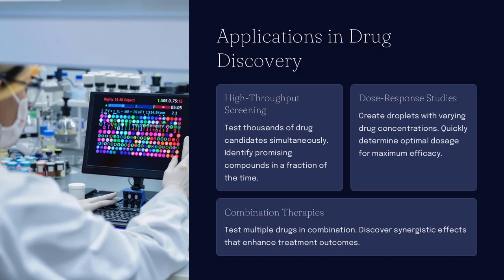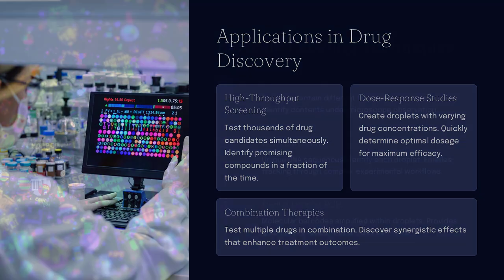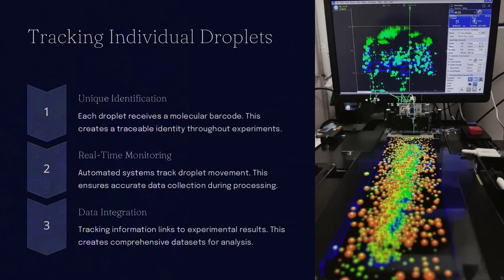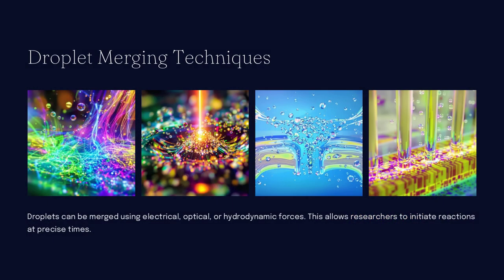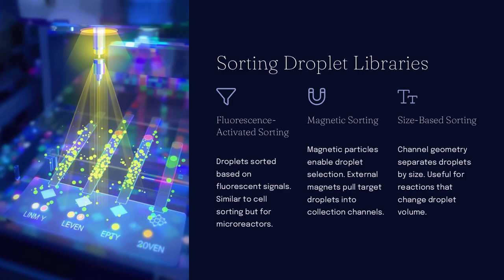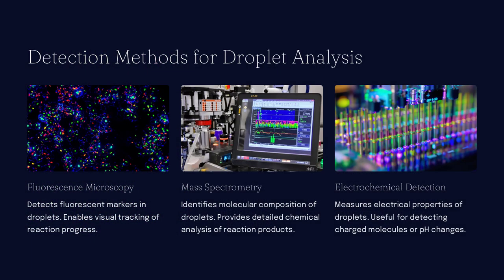How are these libraries created? Typically, microfluidic devices are used to generate uniform droplets containing reagents, cells, or nanoparticles. For instance, by controlling the flow of two immiscible fluids, such as oil and water, in a microchannel, one can form droplets with precise volumes. These droplets can be designed to contain different chemical compositions or varying concentrations of reactants, forming a library that allows researchers to screen a wide range of conditions simultaneously.